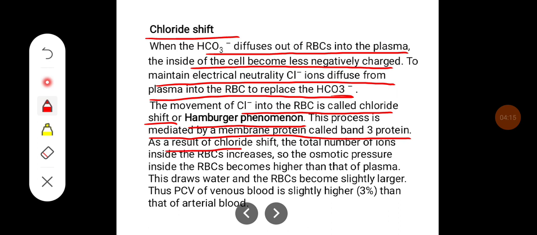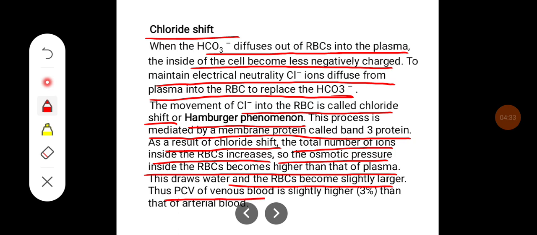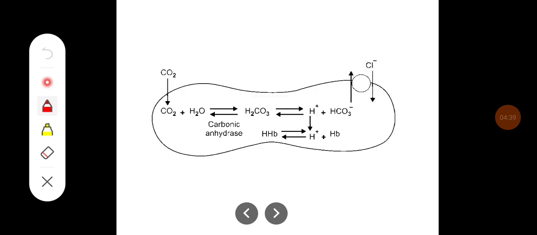As a result of chloride shift, the total number of ions inside the RBCs increases, so the osmotic pressure inside the RBC becomes higher than that of plasma. This draws water and RBC becomes slightly larger. Thus, the PCV of venous blood is almost 3% higher than that of arterial blood.